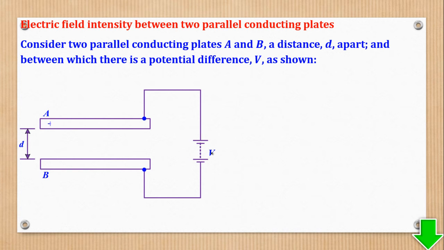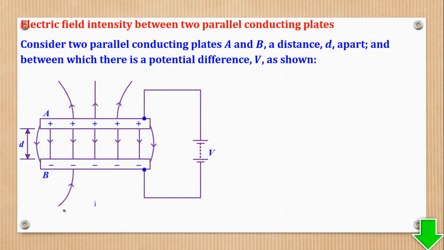So because of this potential, there will be a charge. This will be charged now, positive and negative. And because they are now charged, there will be an electric field moving from positive plate to negative plate. So we are following the same rules. Electric intensity moves away from the positive charge but moves towards the negative charge.